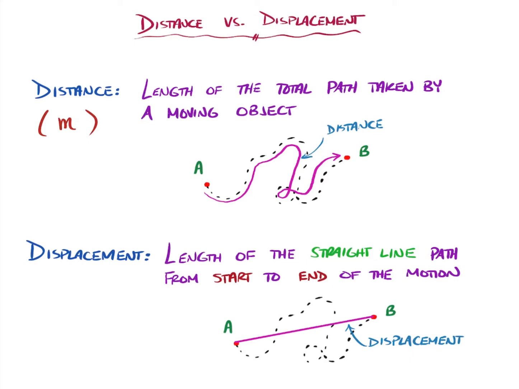How far did it end from where it began after it completed its motion? Now, the reason this can be a little bit tricky is because it's a measurement that doesn't actually necessarily represent the motion that the object took. Why does that become important?